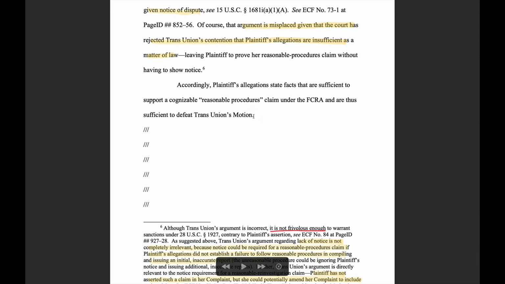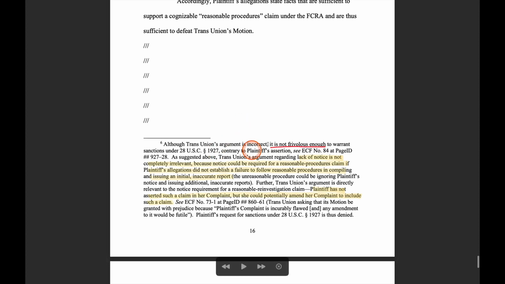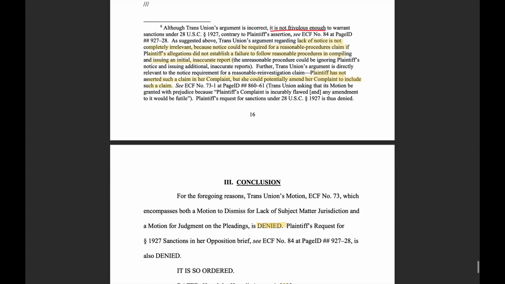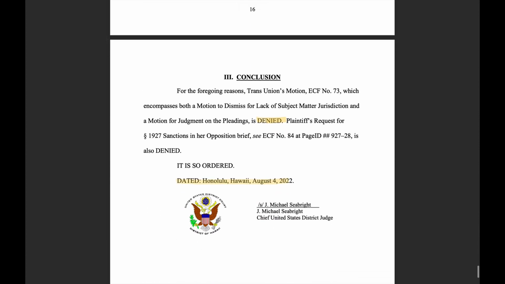Okay, and here's the deal. You do have to give notice under an I claim. Remember, I is for investigation. Well, yes, with that, you do have to tell the credit bureaus, hey, there is inaccurate information. I want you to investigate it. I want you to fix it or delete it. And so this is not frivolous, even though it's wrong what TransUnion is making.